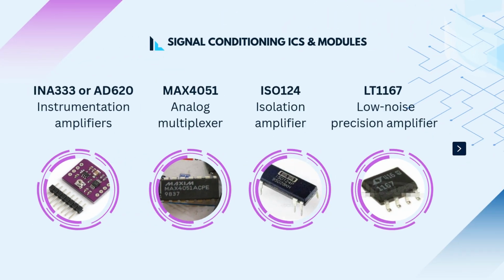Rather than building circuits from scratch, you can also use ready-made signal conditioning ICs. Some popular choices include INA333 or AD620, instrumentation amplifiers. MAX4051, analog multiplexer. ISO124, isolation amplifier. LT1167, low-noise precision amplifier. These ICs are widely used in medical devices, industrial controls, and precision data acquisition systems.